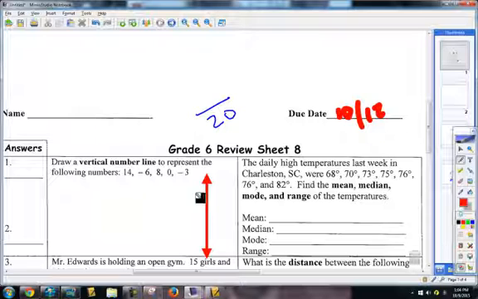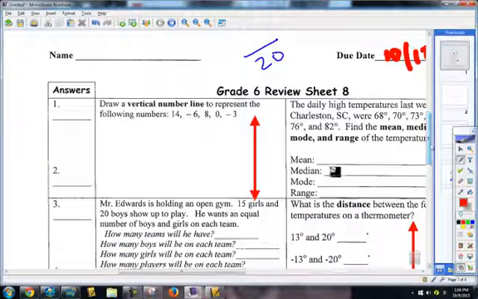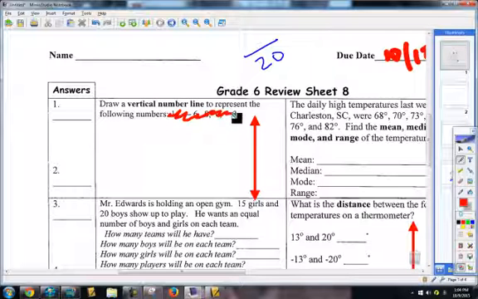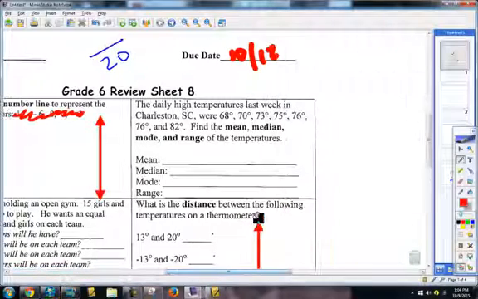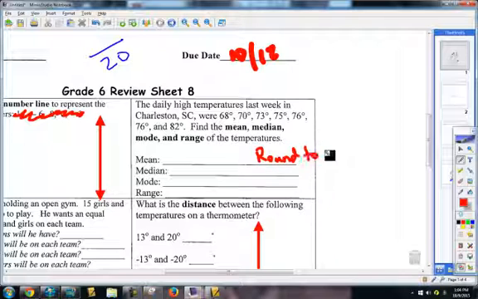Now the first one, not really any work required there, because obviously you're just drawing a vertical number line with those. Those aren't the right numbers. Your review sheet's a little different than that, but regardless, it's got those numbers. You got to put them on a number line. No work there. Okay. For mean, I do want everybody to know, I want you to round to the hundredths. Okay, round to the hundredths.